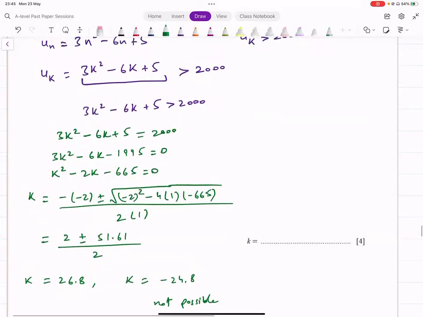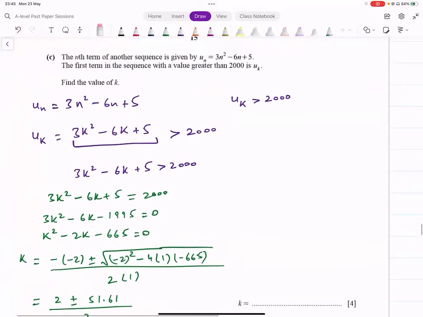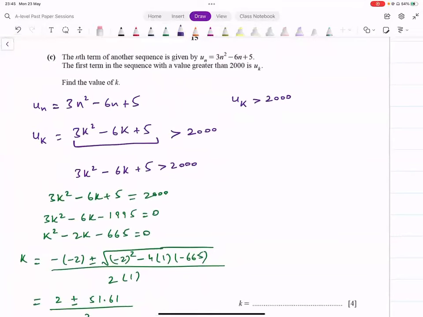तो जब k की वैल्यू 26.8 होती है, तो हमारे पास जो टर्म आती है that is going to be 2000 exactly.